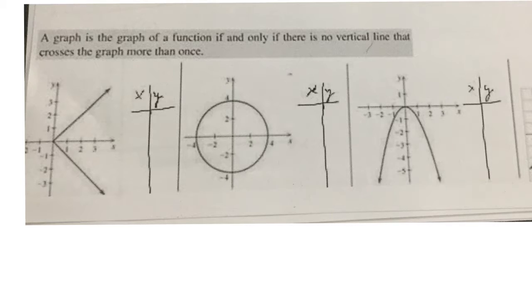So we use what's called the vertical line test to tell if a graph is a function or not. What that means is if I draw a vertical line anywhere on the graph, if it touches the graph more than once, then it's not a function. So right here on this graph, you see I drew a vertical line. It intersects the graph in two positions. Therefore, I know this is not a function.